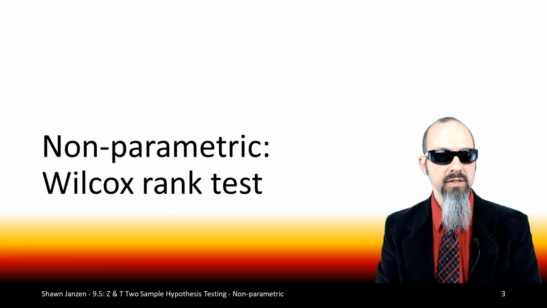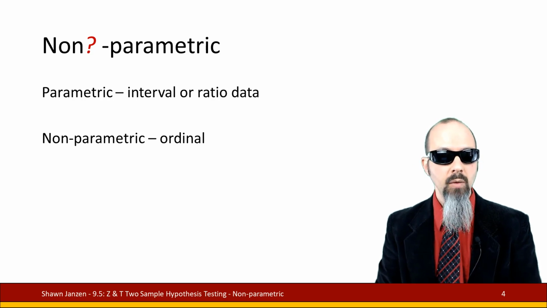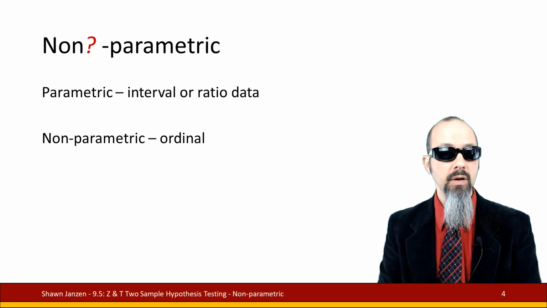So let's go ahead and get started with the non-parametric, the Wilcoxon rank test. First of all, let's take a step back and ask, non-parametric? What is this thing called non-parametric? Well, parametric are the majority of the tests that we deal with, and those are when we have dependent variables that are interval or ratio data. They are numerics, or quantitative measures.